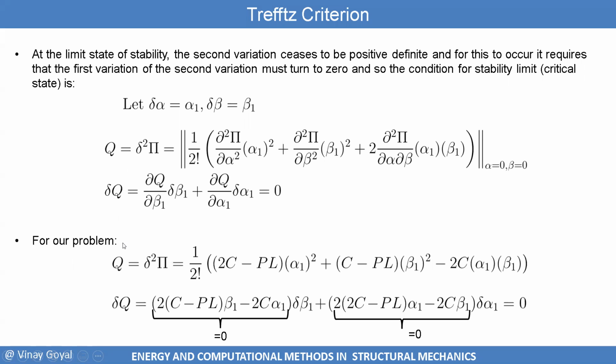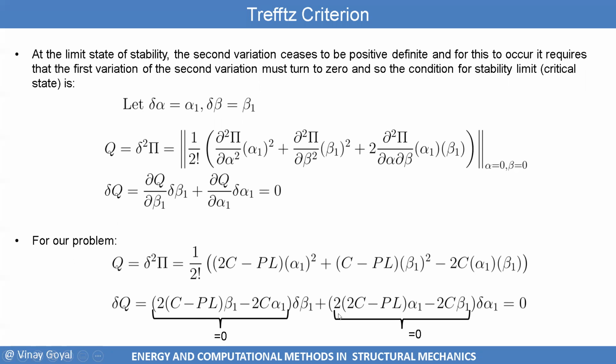For our problem, for the second variation of pi we had to find that derivative here. And when we do it, we get 2c minus PL. This derivative here gets c minus PL. This one gives you minus 2c. And so that's 1 over 2. And now I find the first variation of Q relative to alpha 1 and beta 1. And that's easy to do.